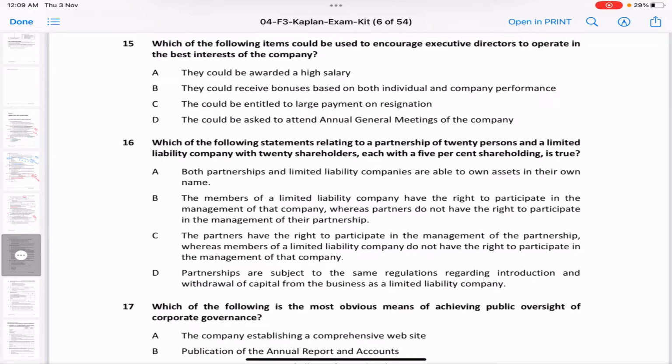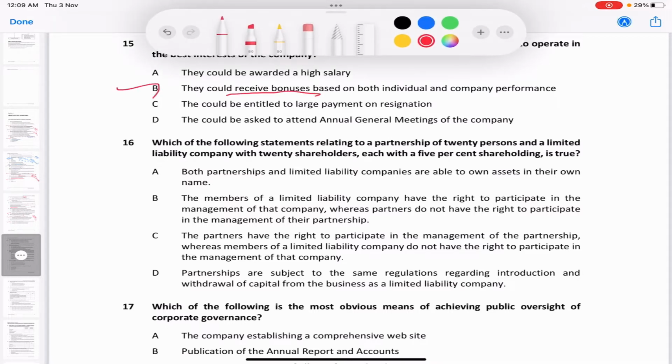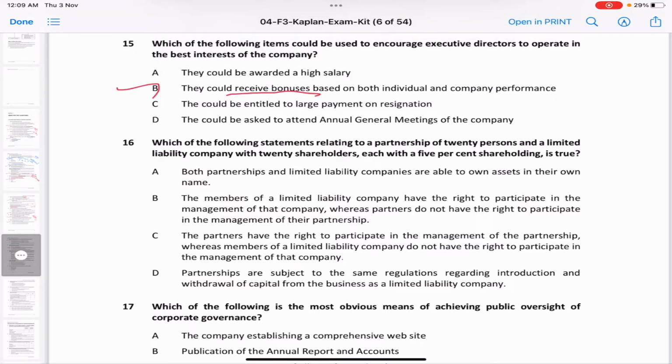Which of the following items could be used to encourage executive directors to operate in the best interests of the company? They could be awarded a high salary, they could receive bonuses, they could be entitled to a large payment, they could be asked to attend the annual general meetings. So the answer is bonus. So they can be given bonus, right? We can keep some bonus items, and bonuses are completely legal in the UK.